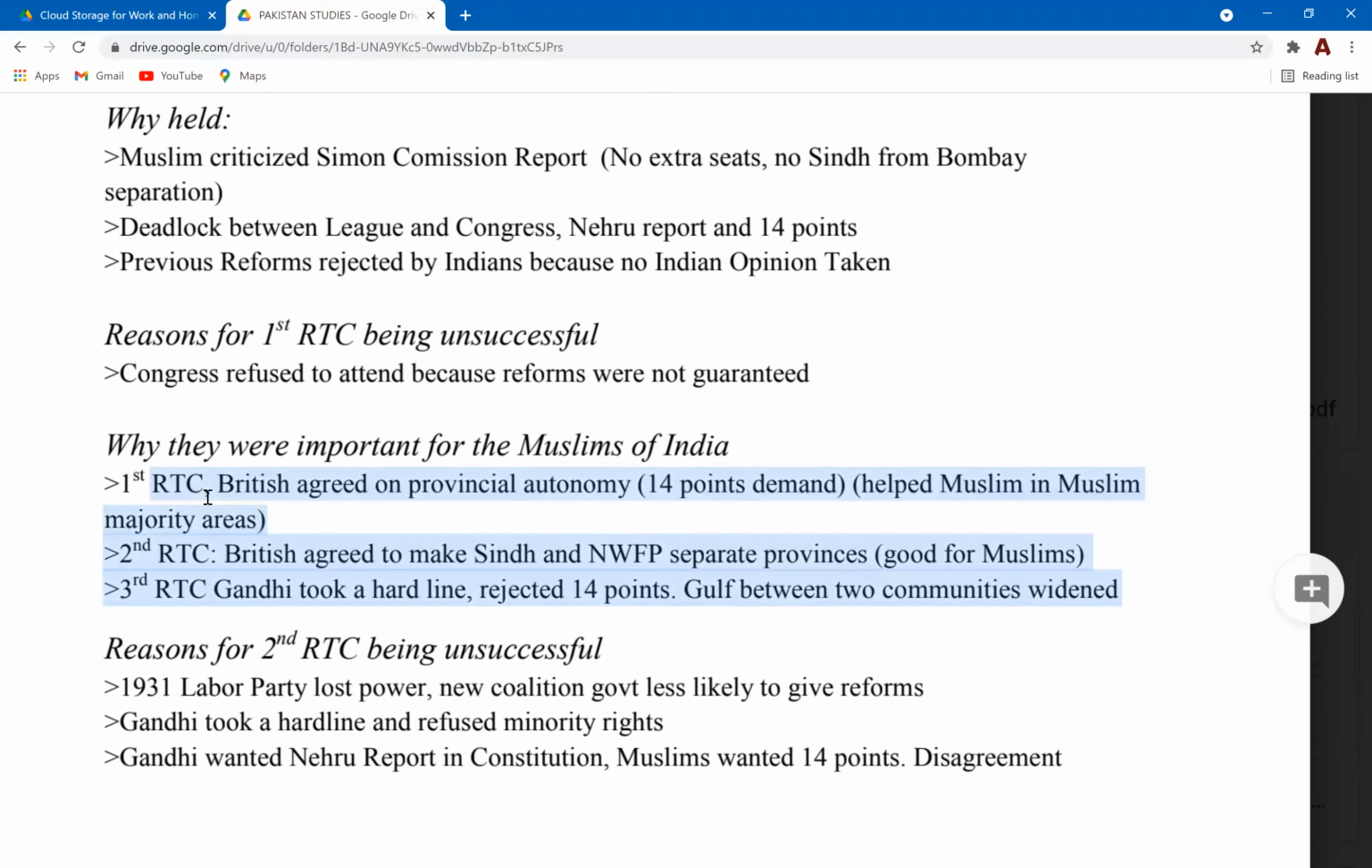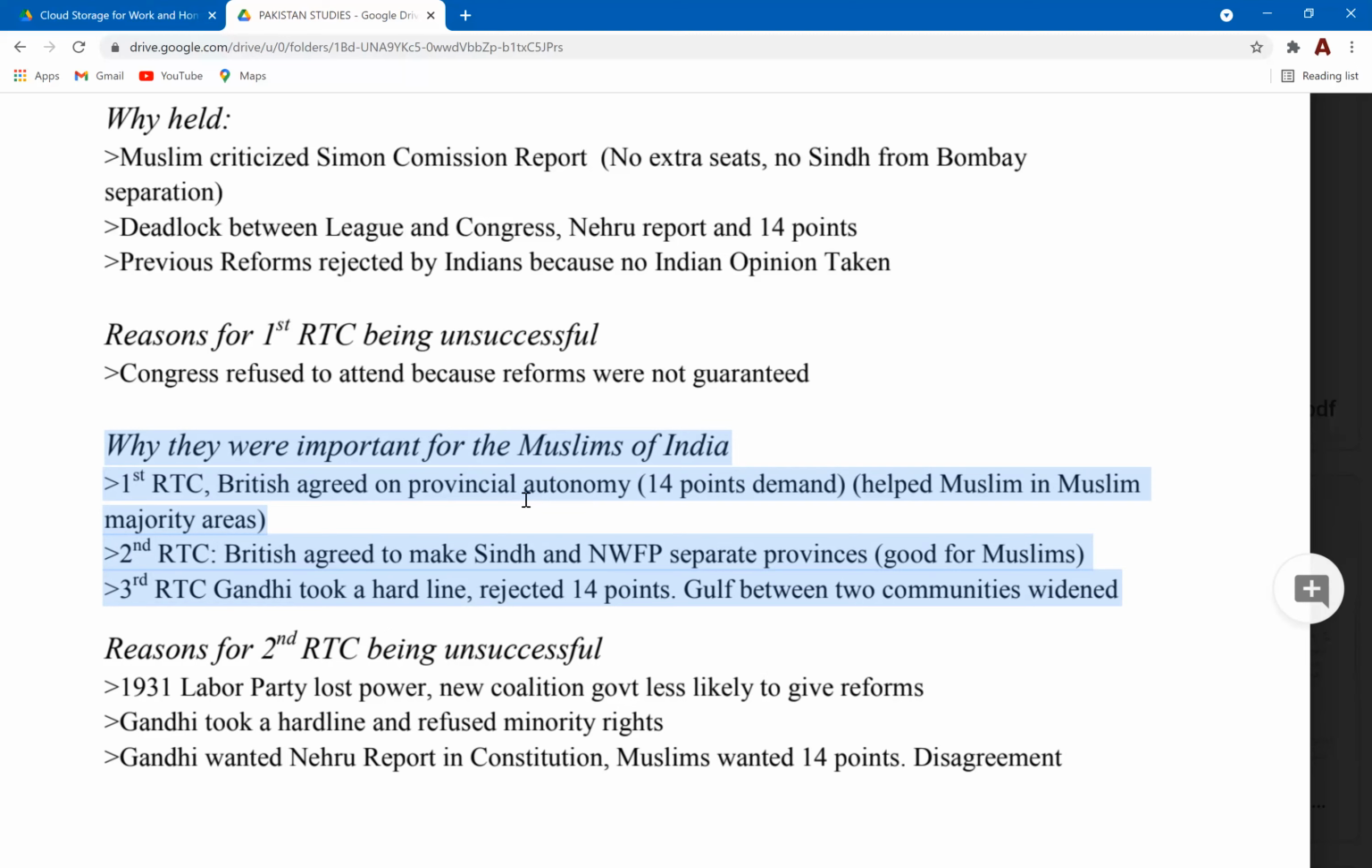Number 1, the British agreed on provincial autonomy, which was a point in the 14 points. Secondly, the British agreed to make Sindh and NWFP separate provinces. This is again what the Muslims demanded, and Gandhi took a hard line. He rejected the 14 points. This is where the two parties realized that they had to think of something different. And don't you think that the idea of the Pakistan movement developed further from this point?